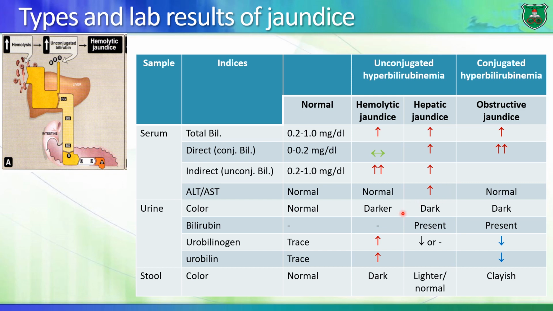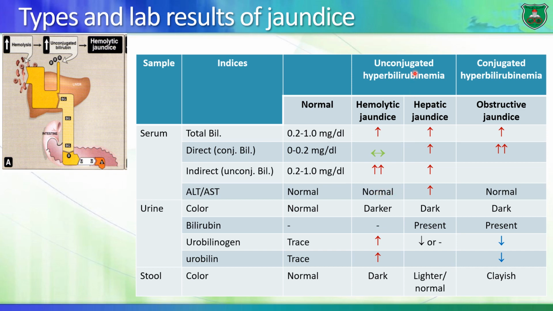Urine would look darker because of the release of all of these forms of bilirubin into the blood, which are taken to the kidneys. Now, stool would look either normal or lighter in color, since there would be reduced bilirubin and its conjugates or its forms reaching the intestines.